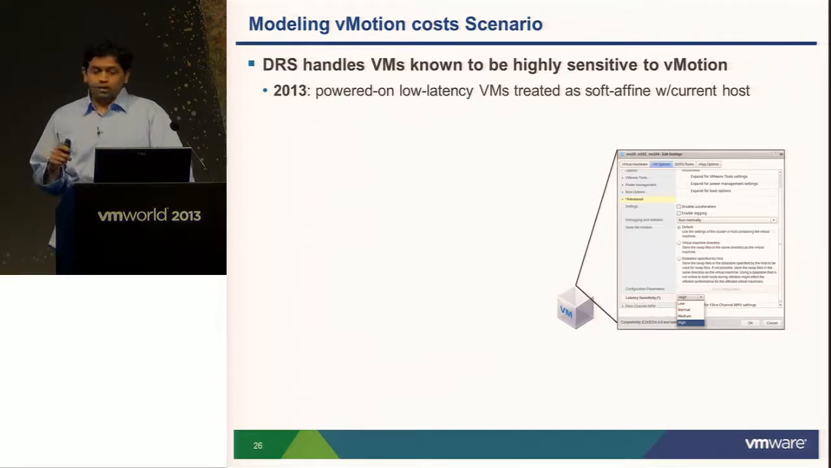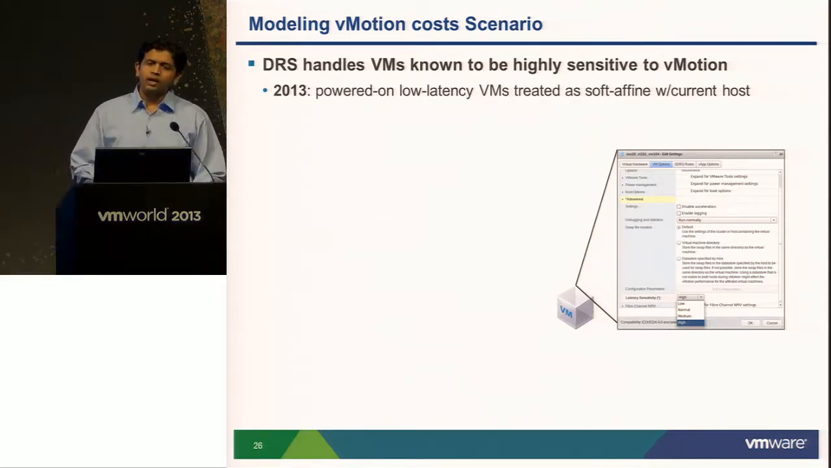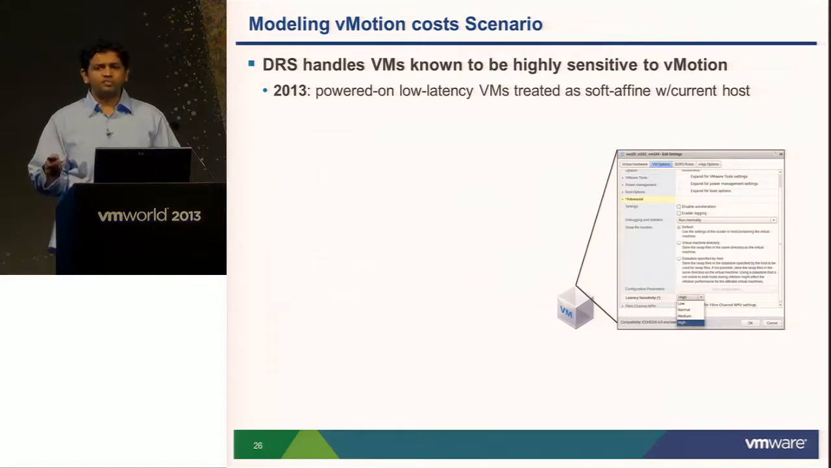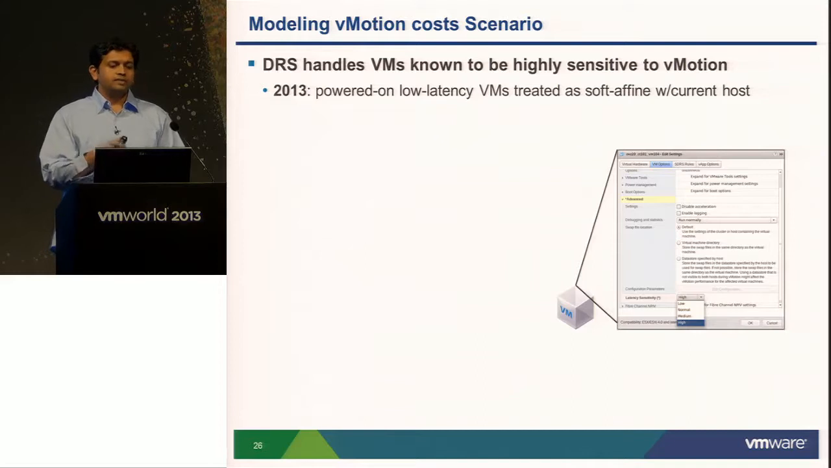So in 2013, we also have this option called latency sensitive VM. You can mark a VM as latency sensitive. And when you do this, ESX would treat the VM differently and would get the VM the resources it wants more quickly. DRS by default soft affines the VM to the host on which it's running so that it doesn't move the VM that is latency sensitive.